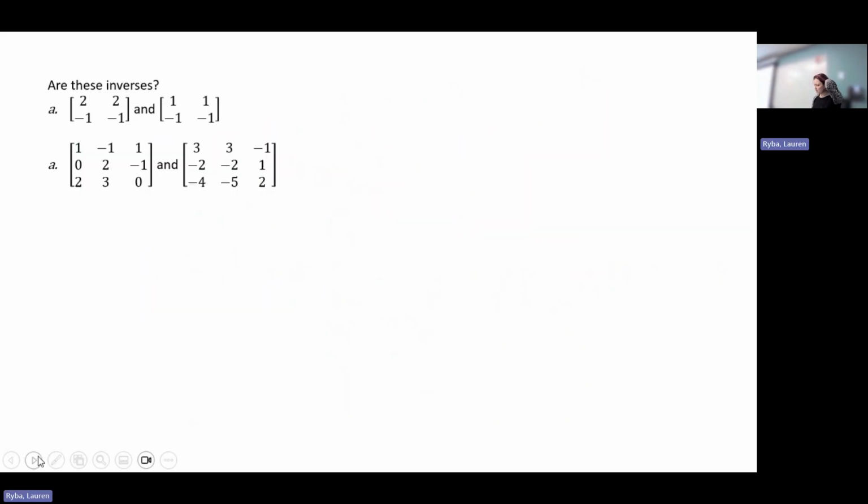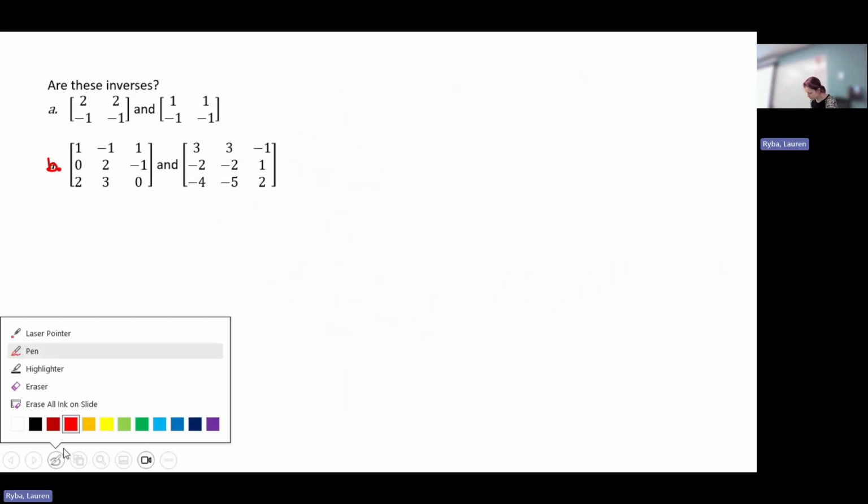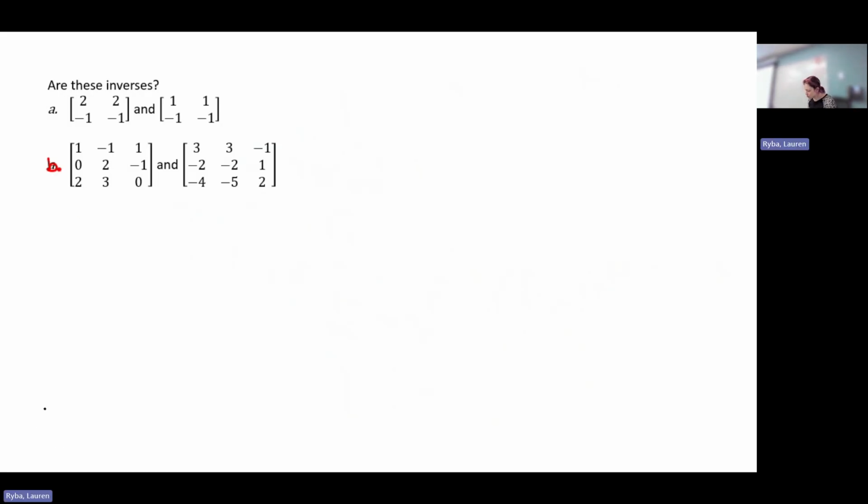Okay, so now we need to figure out, are these inverses? And then I think I talk about how we actually find it. That should be A and B. All right, so 2, 2, -1, -1, and 1, 1, -1, -1.